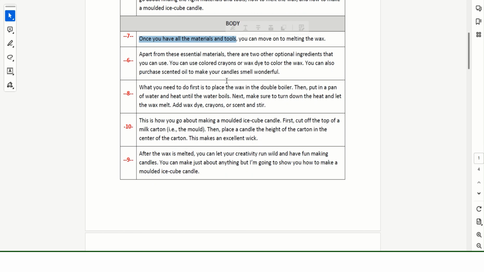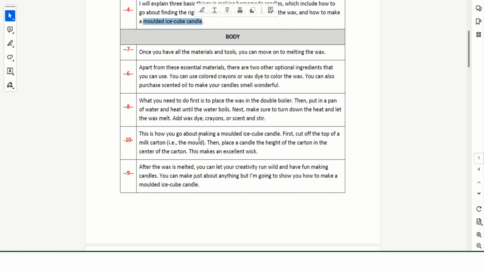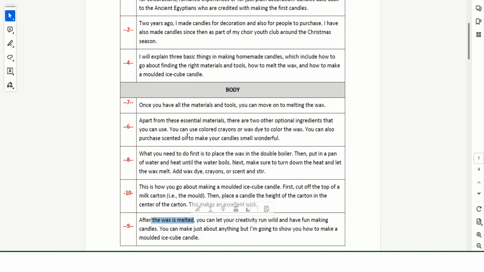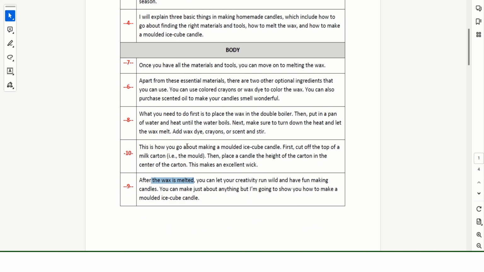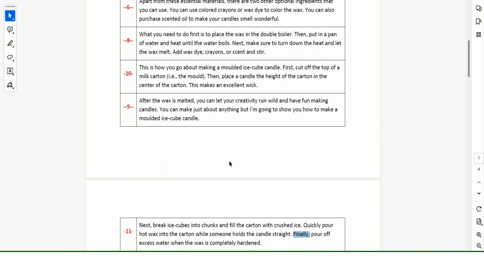Okay, right, and then you go to number 8. Okay, where is number 8? Right, so 6 is covered. 10, okay, this is a molded ice cube candle. As you can see, molded ice cube candle will be the last part of the process. Okay, and then after number 9, after the wax is melted, so you know that you have to melt the wax first. Because of the word after, we can put it aside for a while. And then next, break ice cube into chunks and fill the carton with crushed ice. And then you have the word finally, pour off excess water when the wax is completely hardened. So because of the word finally here, maybe this is going to be the last part of the body paragraph.